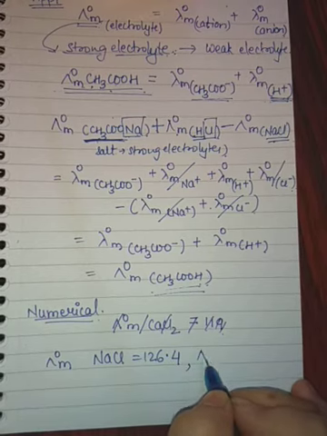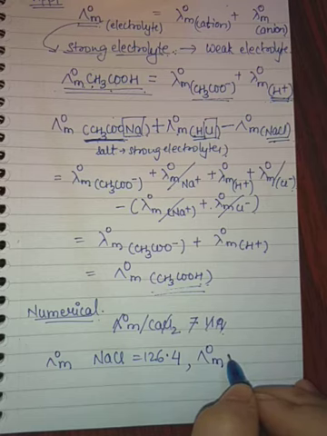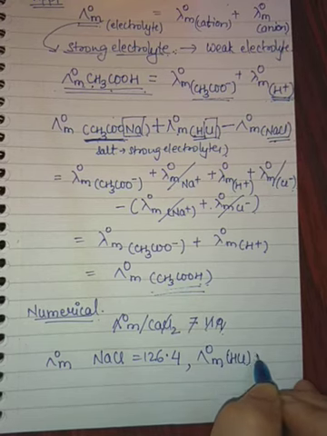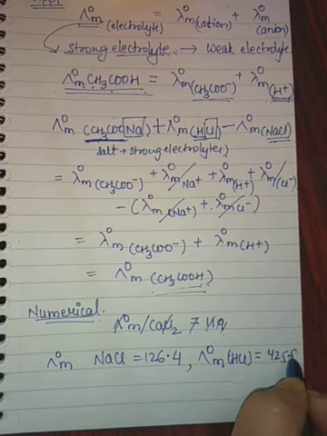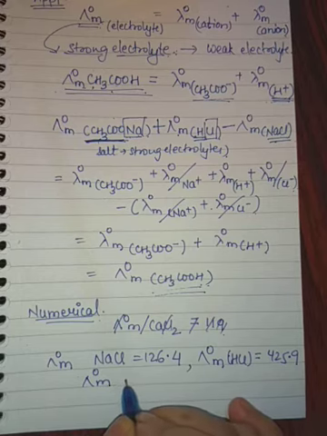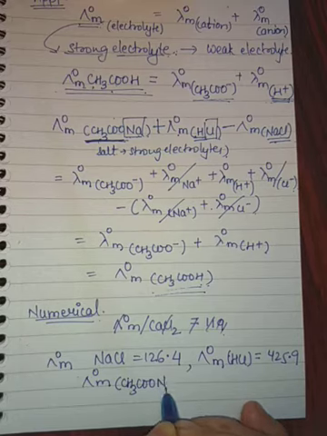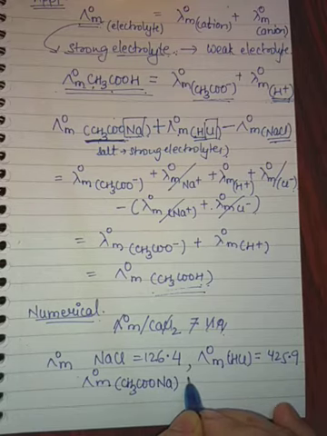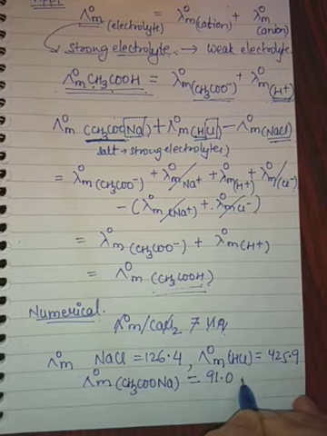Lambda naught m value for HCl is given as 425.9, and lambda naught m for sodium acetate is given as well. I think we are looking at the same numerical, but this time we are going to substitute the values.